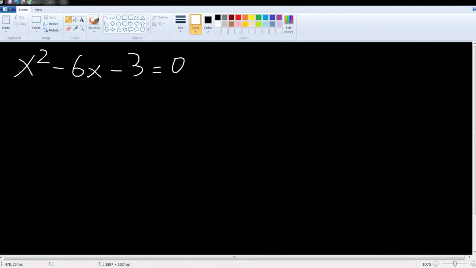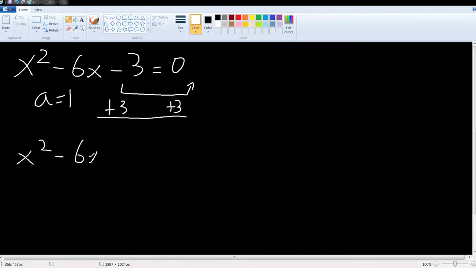So we have the equation x squared minus 6x minus 3 equals 0. The a in this example is 1, so this will make things a lot easier. First thing we've got to do is move the constant to the other side. So we will add 3 to both sides. We will then be left with x squared minus 6x plus blank. Usually we leave the blank there.